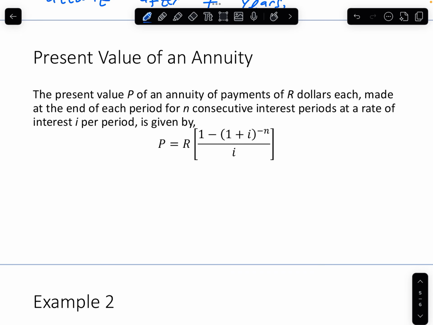So the present value of an annuity of payments of $R each made at the end of each period for n consecutive interest periods at a rate of interest i per period is given by P is equal to R times the quantity 1 minus (1 plus i) raised to the negative nth power, divided by i.